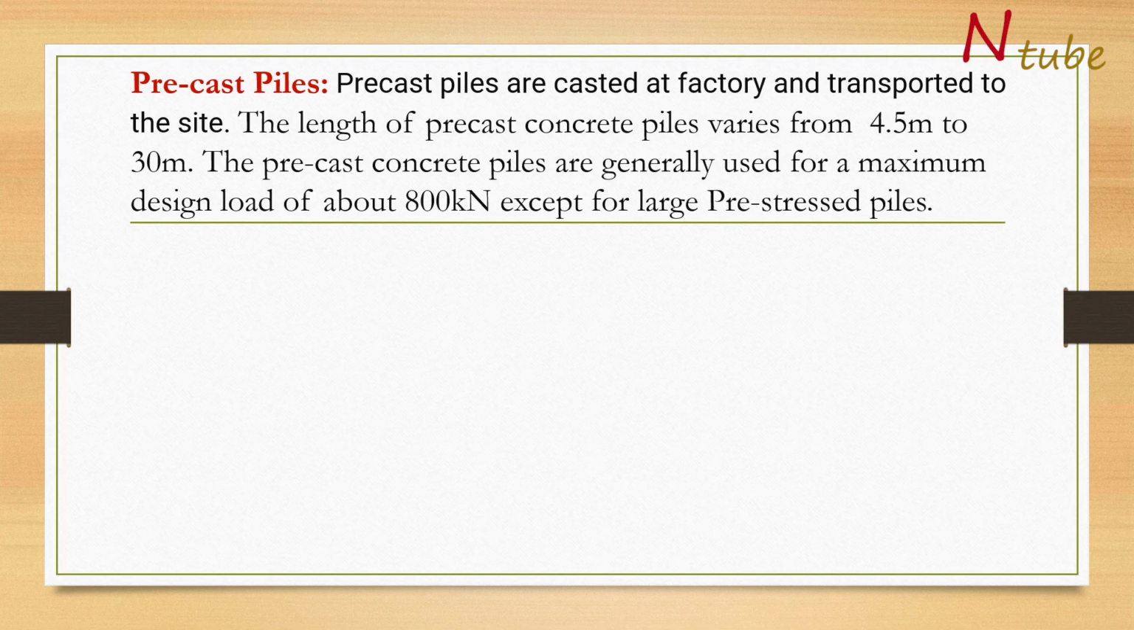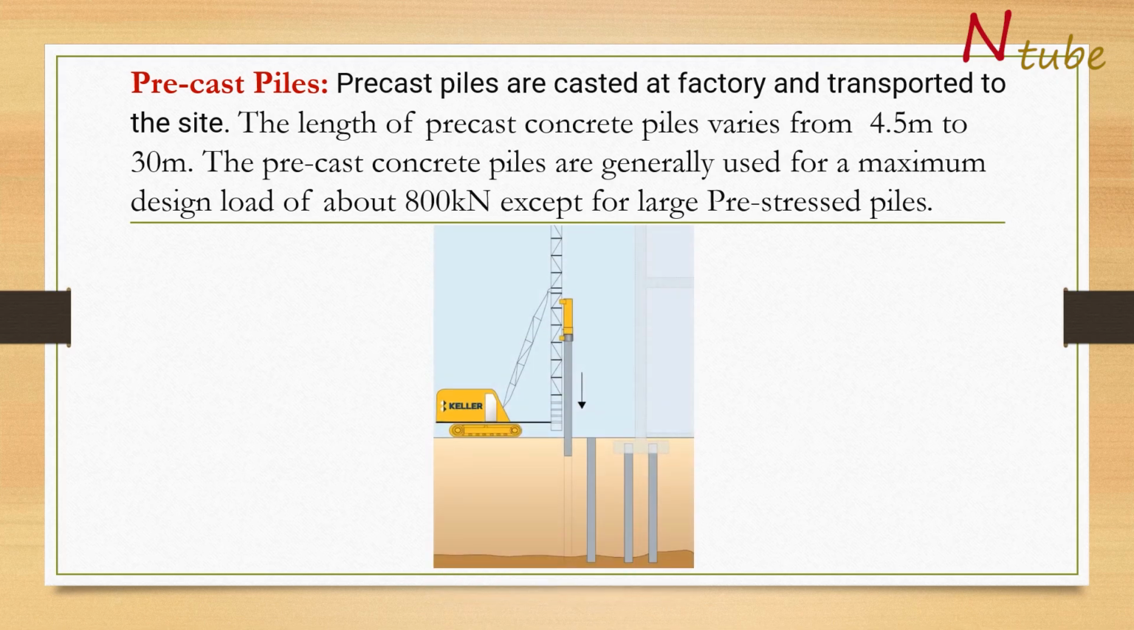Precast piles. Precast piles are cast at a factory and transported to the site. The length of precast concrete piles varies from 4.5 meters to 30 meters. The precast concrete piles are generally used for a maximum design load of about 800 kilonewtons, except for large pre-stressed piles.